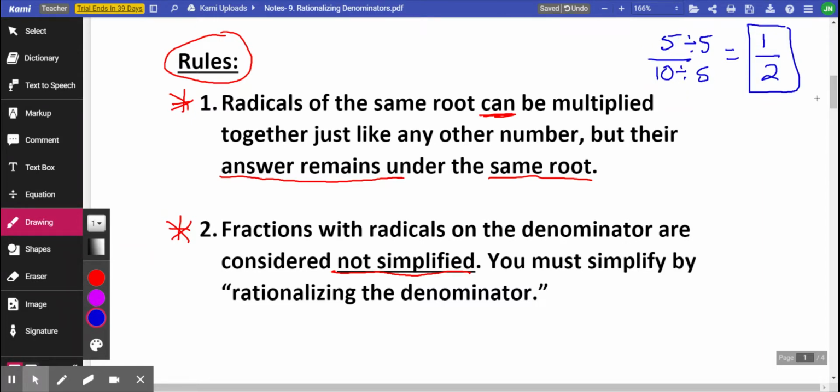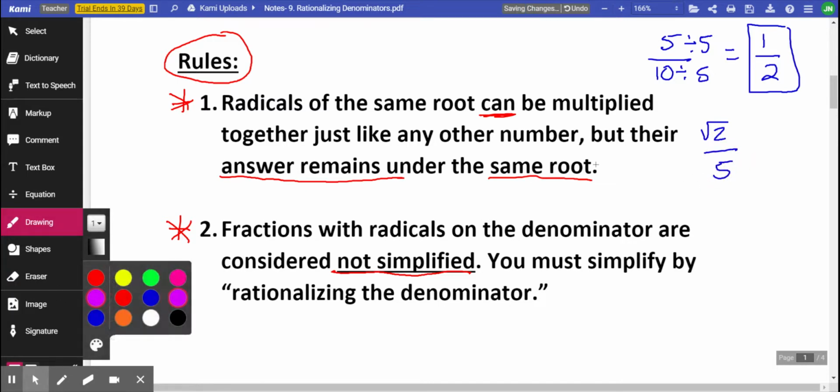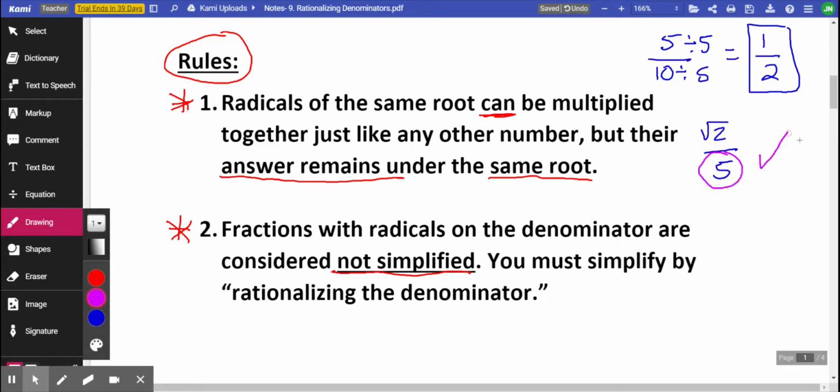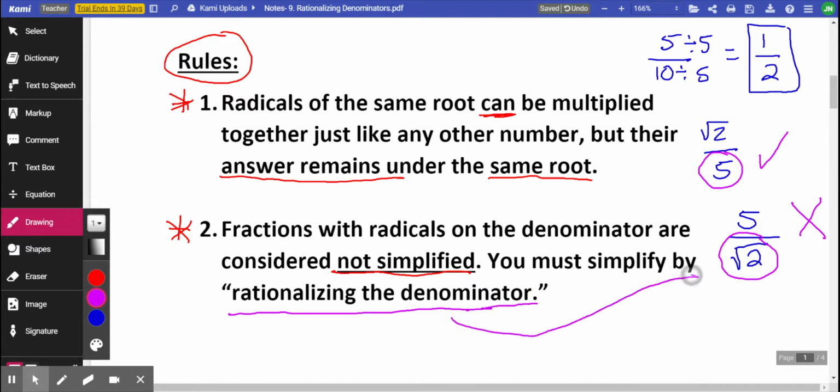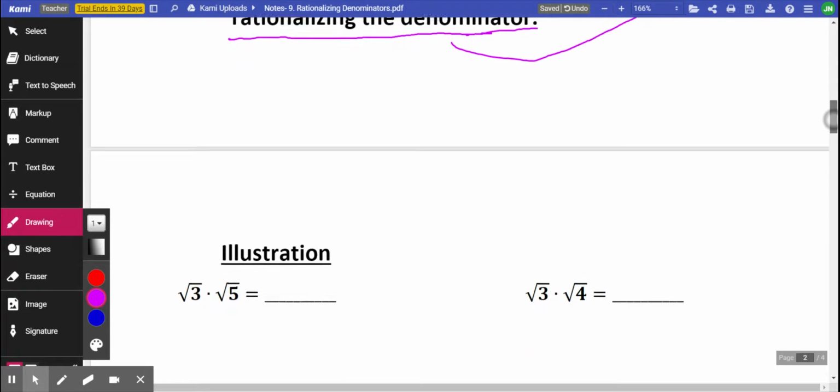Same idea here. If you have a fraction that looks like square root of 2 over 5, and there is no radical on the bottom, then you're okay. But if you have another fraction, for example 5 over square root of 2, you cannot have a radical on the bottom. That is considered not simplified, and this is not okay. That's what we mean by rationalizing the denominator. All that means is we're trying to figure out a way to get rid of that radical on the bottom so that it's not there. As long as the radical is not there, it's considered simplified. So that's what we're going to talk about today.